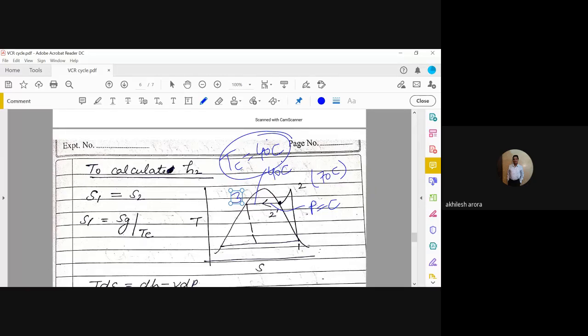Now let us see how to calculate the value of H2. During process 1 to 2, the process is isentropic compression, and during this process entropy will remain constant. S1 is equal to S2. So I can calculate the value of S1, which is equal to Sg. Sg is the entropy of the dry saturated vapor, and this value I can calculate corresponding to the evaporator temperature Te. I can directly read this value from the refrigerant tables and charts. You can take any one.